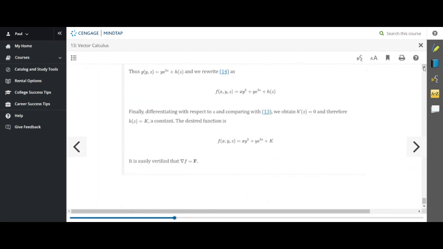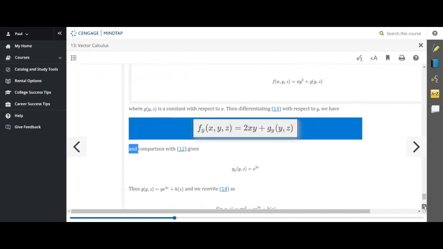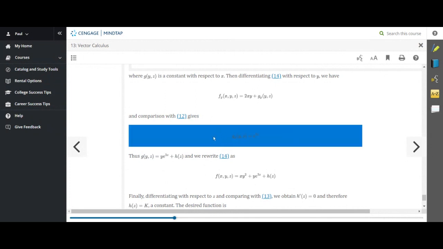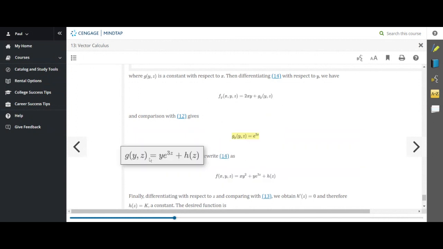Now you can figure out what g of y, z is by integrating that. If you integrate that partial derivative of g with respect to y, which equals e to the 3z, with respect to y, you'll get g of y, z equals y times e to the 3z plus h of z.